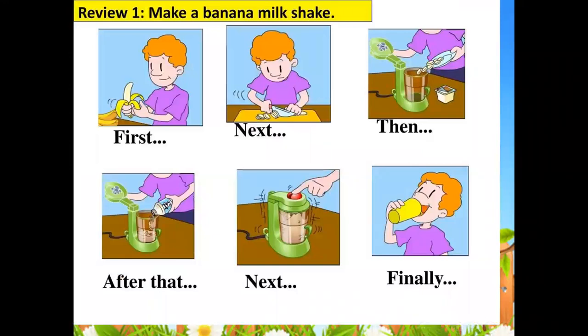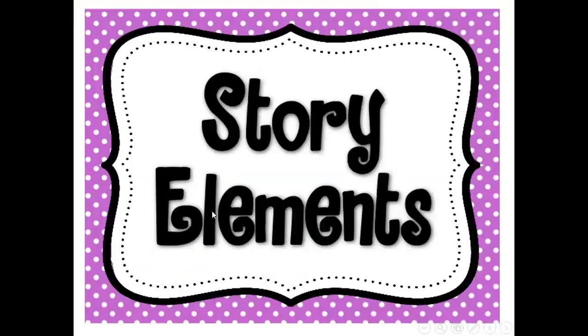If we want to make a banana milkshake, first, peel the banana. Next, slice it, then put it in the blender. After that, put the milk. Next, turn it on. Finally, drink the milkshake. So this is the meaning of sequences.